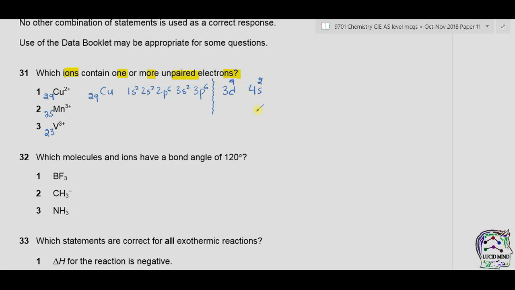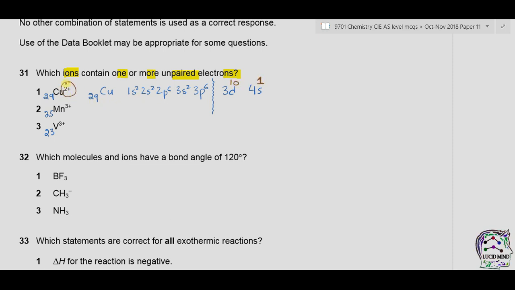But this is incorrect because 3d subshell is more stable when it is fully filled and half filled rather than partially filled. So what will happen is that one electron will move from 4s to 3d. So the electronic configuration will be 3d10, 4s1. This is for neutral copper.